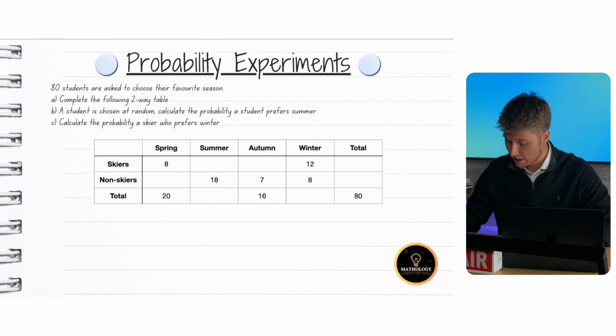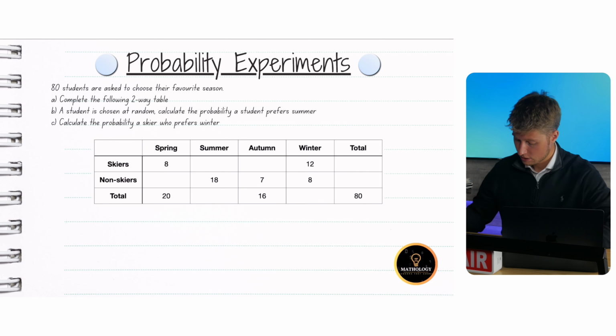So looking at probability experiments, this question says 80 students are asked to choose their favourite season. Part A, we need to complete the following two-way table. So with two-way tables, we complete a cell, and then that enables us to complete another one, and then we go around in a circle, essentially completing the table until we've filled in all of the numbers. So the first one I'm going to pick is this cell here, because we can work out what this is. If we've got 8 skiers, we don't know how many non-skiers there are, but there's 20 in total. This means that there will be 12 non-skiers.